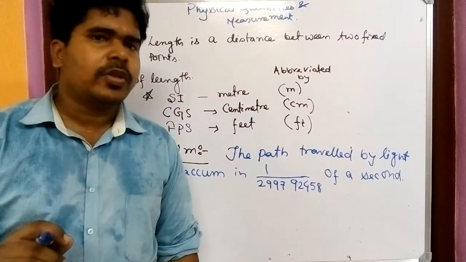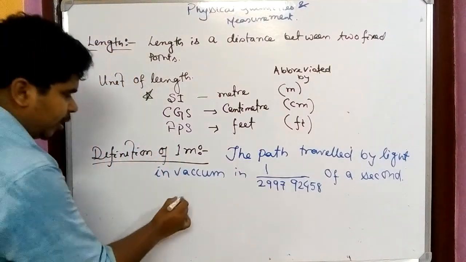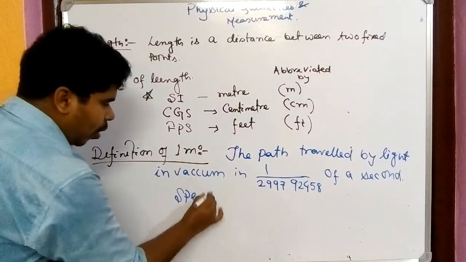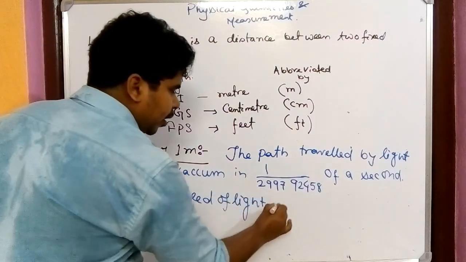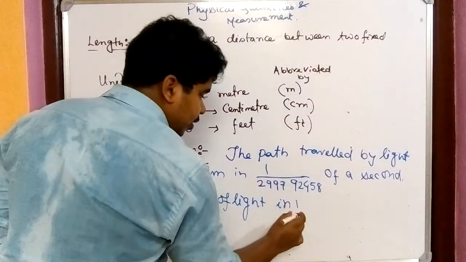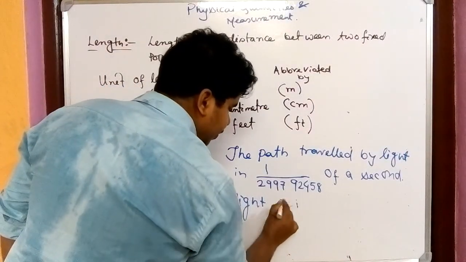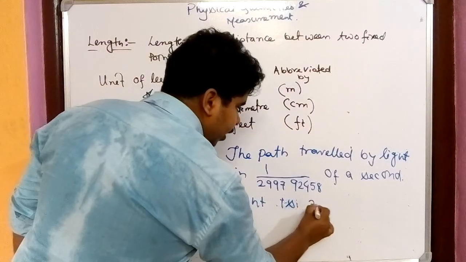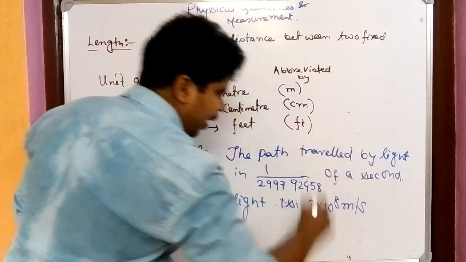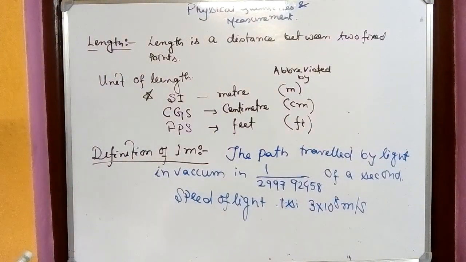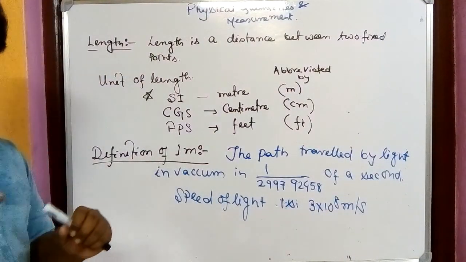And do you know what is the speed of light? The speed of light is 3 into 10 to the power 8 meter per second.